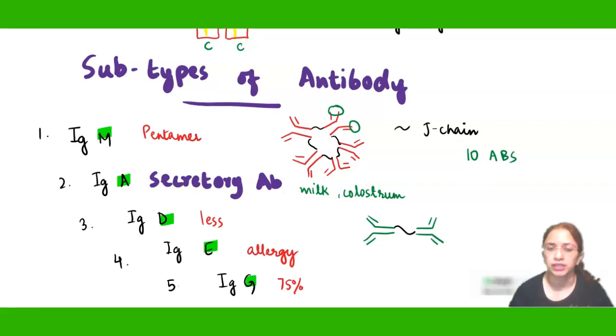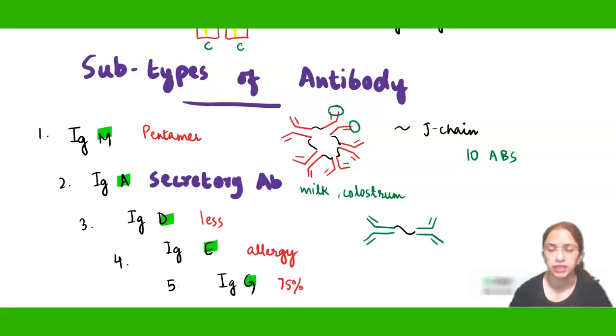So IgG is the one which is transferred to our body with the help of mama's blood. This is the one which has crossed the placenta and it is there in major amount in our body. Okay, so all the 5 subtypes of antibodies are very important. Their names: IgM, IgA, IgD, IgE, IgG. Maximally we have IgG in our body.